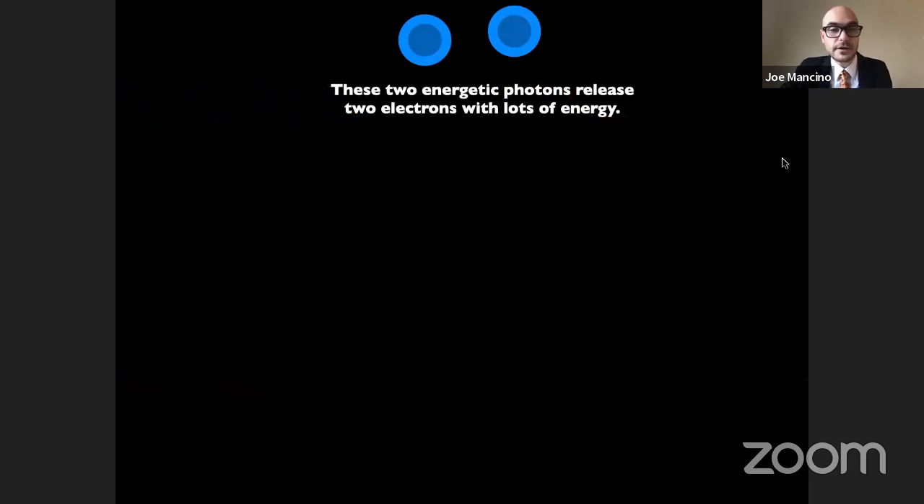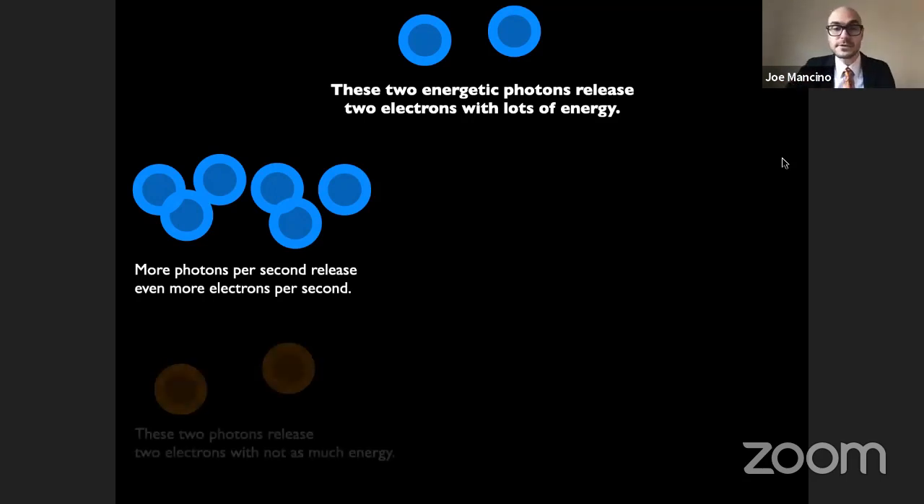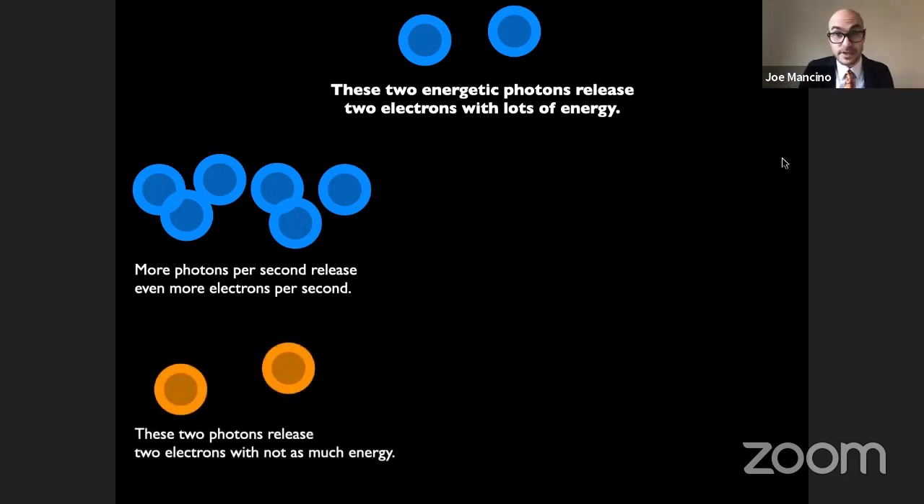Those two energetic photons release two electrons with lots of energy. It's a one-to-one correspondence. One photon hits one electron. Two photons hit two electrons. Sending more photons per second ejects more electrons per second, but blue photons can only emit electrons of a certain energy. Sending in orange photons, two of them, yeah, it releases two electrons. And those electrons have less energy, but it's still the same number.